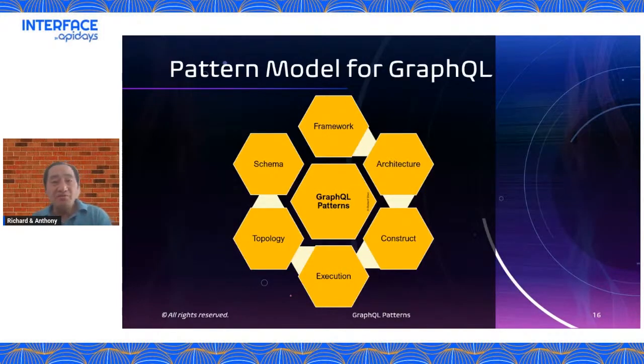Now, in the GraphQL world, there are a lot of patterns, a lot of things that I would say evolve from old microservices, REST APIs, and even legacy application development, right? So we try to group them in some classification. Specifically, you can see we modularize these into framework, architecture, construct, execution, topology, and schema. So this helps us to literally sort them out and group them together.